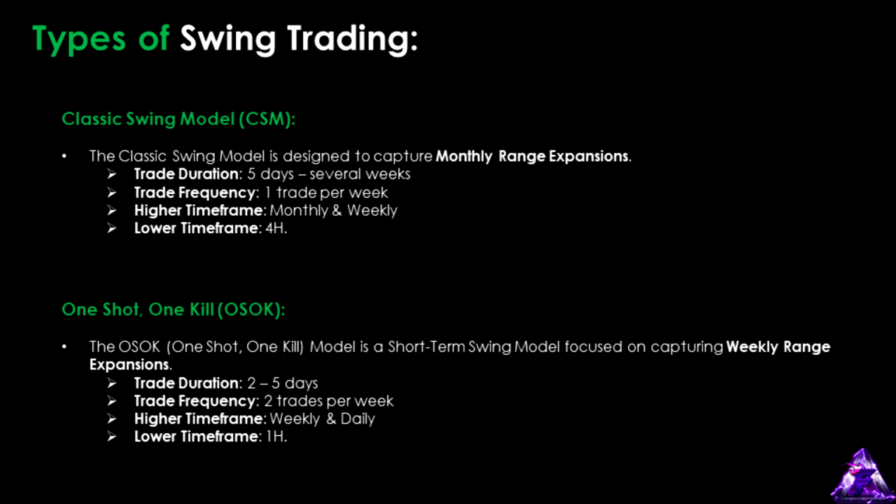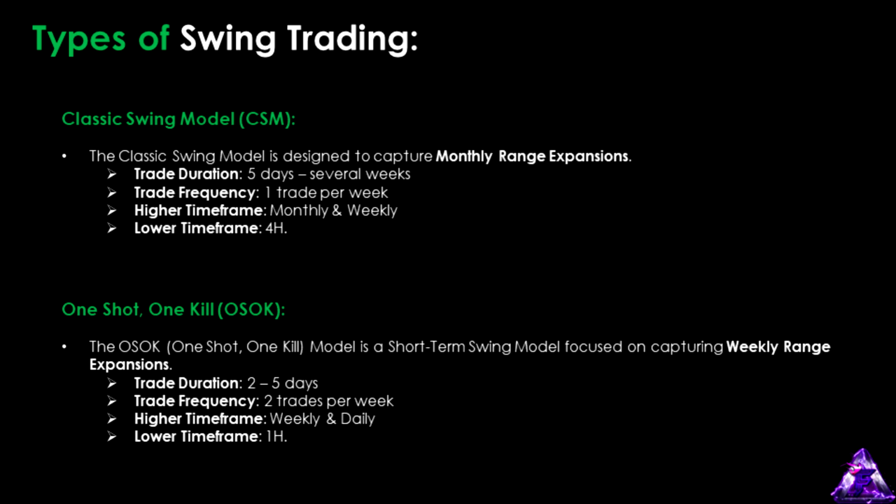In terms of trade frequency, the classic swing model offers a maximum of 1 trade per week, whereas the one-shot, one-kill model allows for about 2 trades per week. Higher timeframes for the classic swing model include the monthly and weekly charts, while for the one-shot, one-kill model, the focus is on weekly and daily charts. The classic swing model uses the 4-hour chart for entries, whereas the one-shot, one-kill model relies on the 1-hour chart.